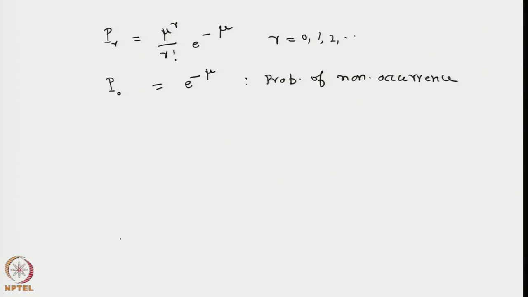This has many interpretations. For example, if you have random dots occurring at some uniform rate, and if you have a random interval of some length L, then the average number of dots expected in that length is some average rate into L. So this is mu. Then the probability that no dot has occurred in a length L is given by, again, P naught equal to e to the power minus mu.